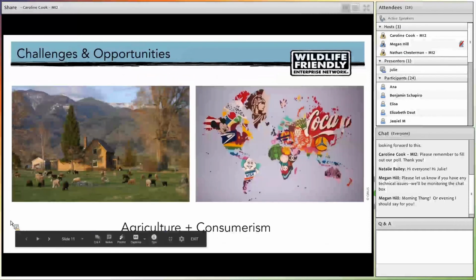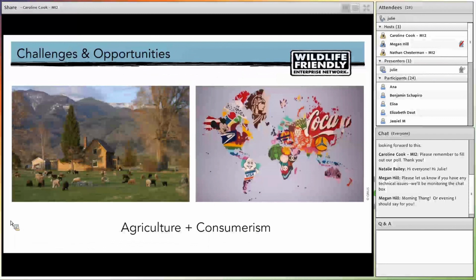So I was asked to think about some challenges and opportunities, which is always a great exercise. And I see both agriculture and consumerism as immense challenges and immense opportunities. So I wanted to flag both of these up front so you could be thinking about them throughout the presentation and also in your own work.